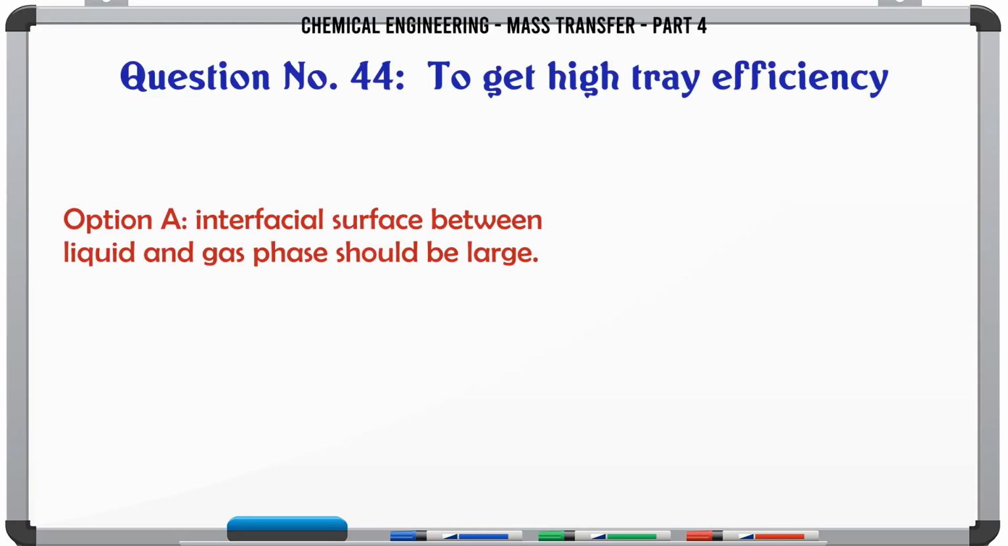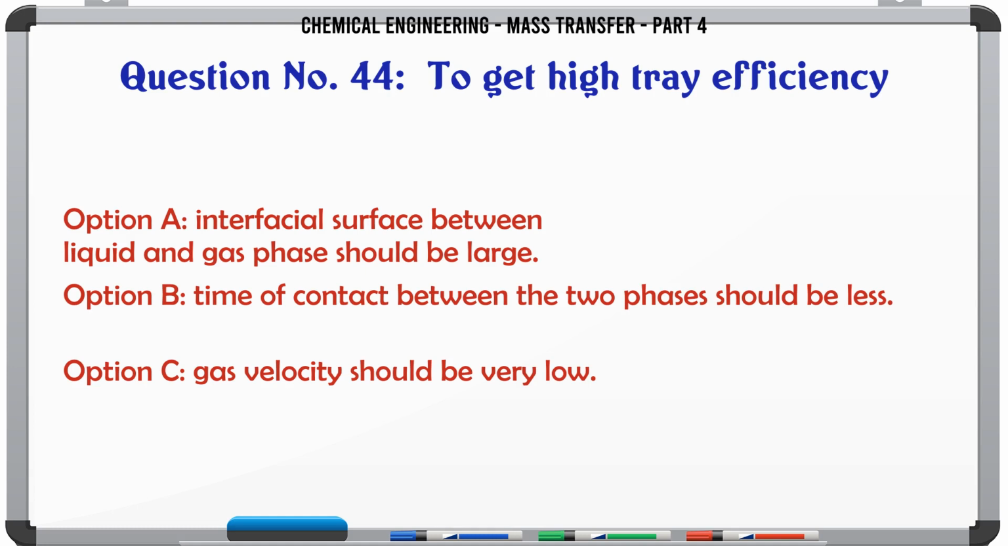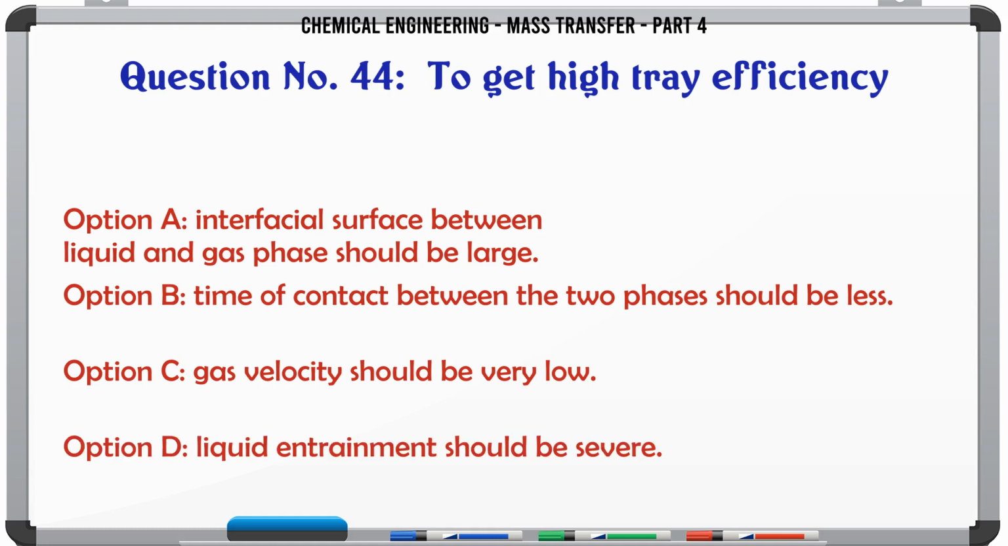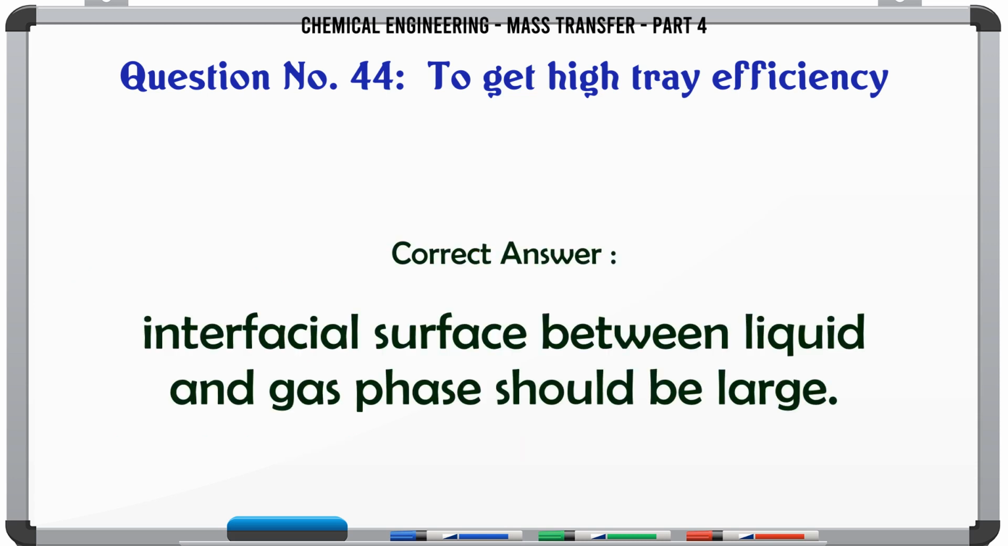To get high tray efficiency, A. interfacial surface between liquid and gas phase should be large. B. Time of contact between the two phases should be less. C. Gas velocity should be very low. D. Liquid entrainment should be severe. The correct answer is interfacial surface between liquid and gas phase should be large.